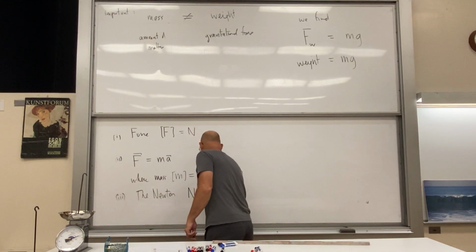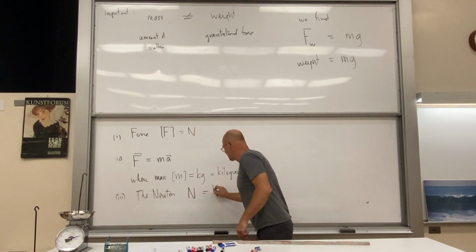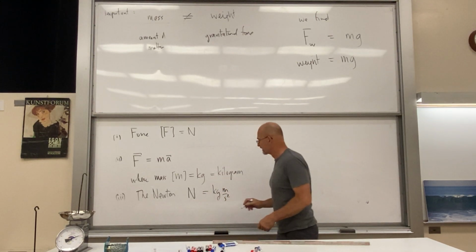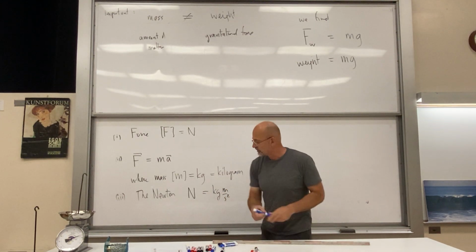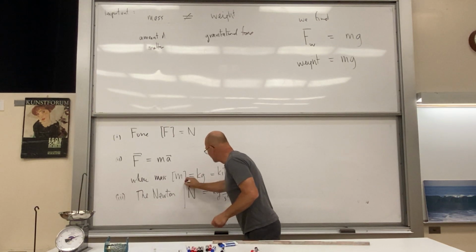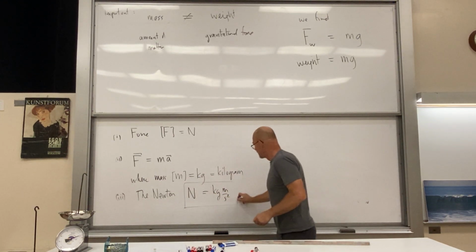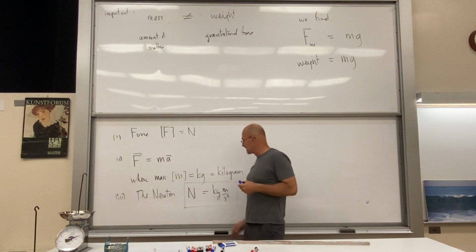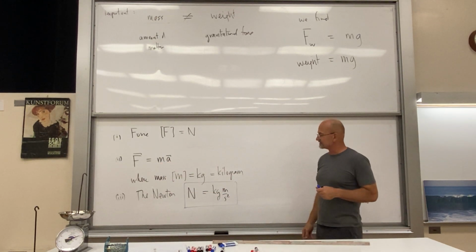N has now the units, kilograms meters per second squared. That's the unit, that's what the Newton is equivalent to. And this kilogram, as apparent out of this definition, measures the inertia.